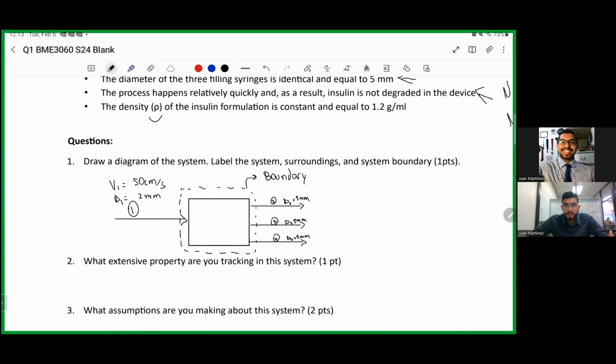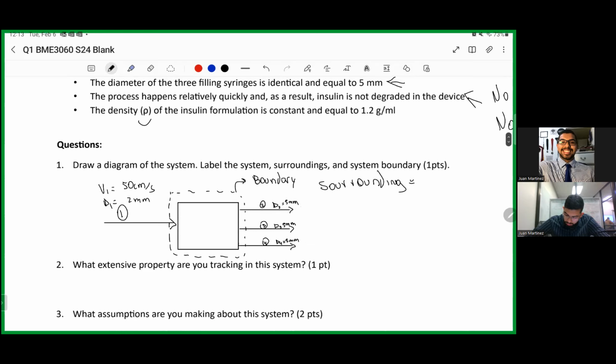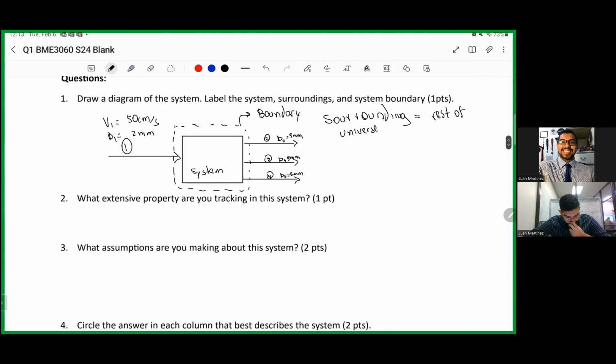Okay. And the surroundings, it's not something that you have to do, but I will do it because it's common practice, or it can help you clarify what exactly you're looking at. We can do the rest of the universe. Okay. And I forgot to state that this is the system we're looking at. Okay. That's it. Awesome. So let's continue.